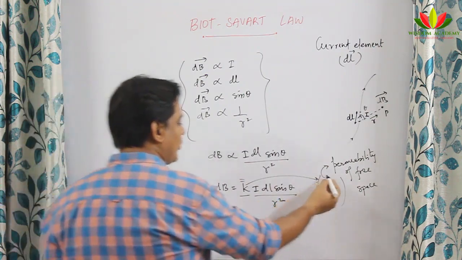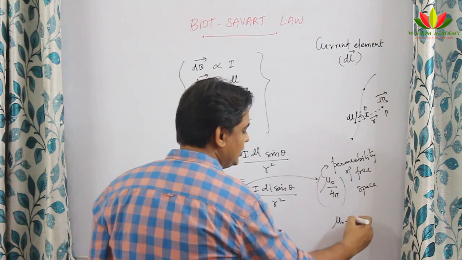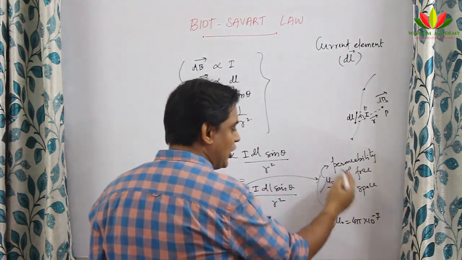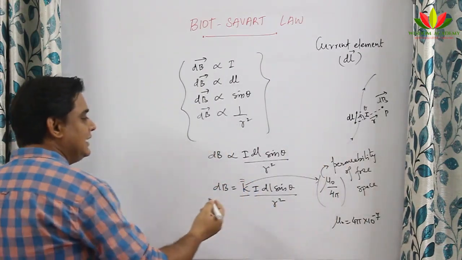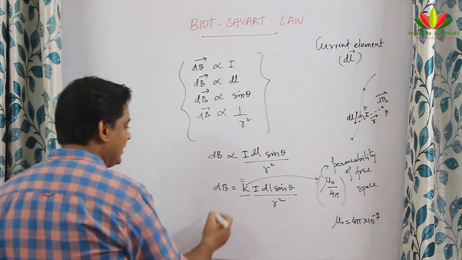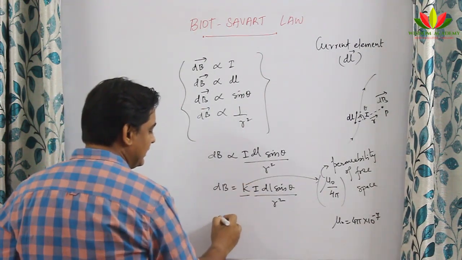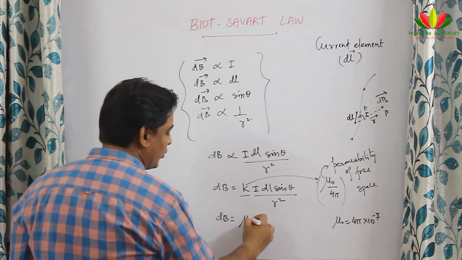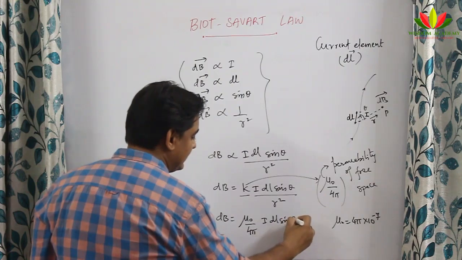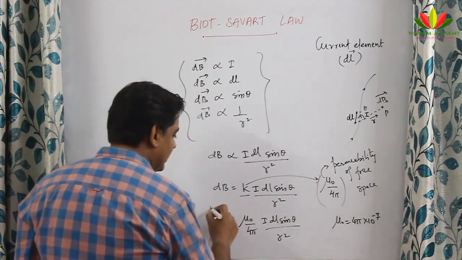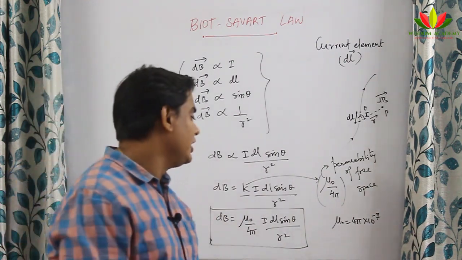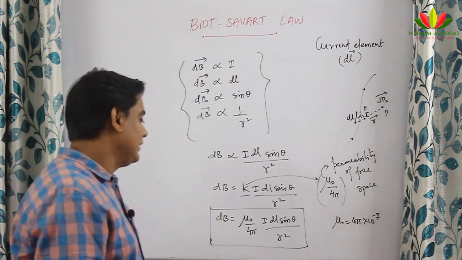The value of mu naught is equal to 4 pi into 10 to the power minus 7. So mu naught by 4 pi comes to be 10 to the power minus 7. This is the scalar representation, or I will say the magnitude of the magnetic field. So we came to know that the magnitude of the magnetic field is mu naught by 4 pi into I dl sine theta by r square. Suppose I want to write this magnetic field in vector form, because magnetic field is a vector quantity. If you want to write this magnetic field in vector form, then how will we write it?